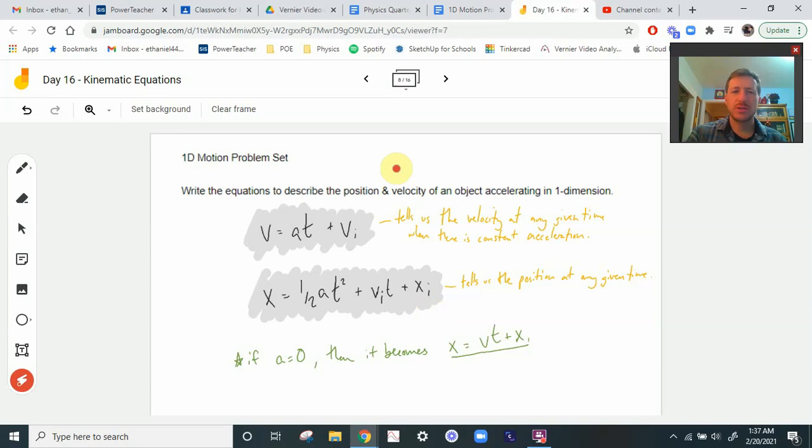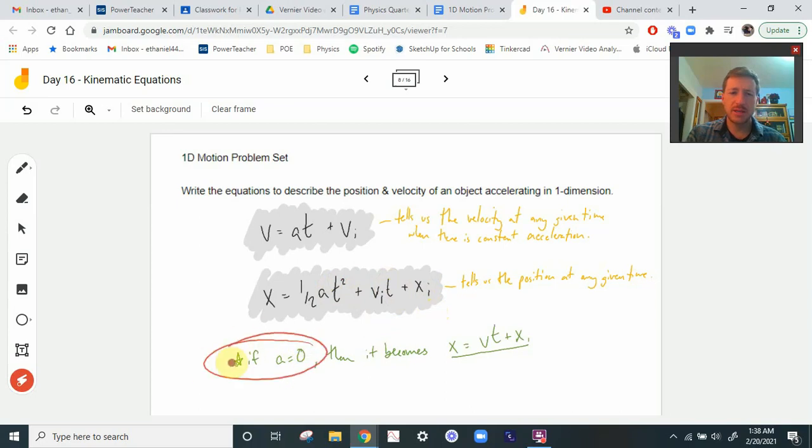So these are the two equations to describe the position and velocity of an object accelerating in one dimension. Our first one is the velocity at any given time is equal to the acceleration times the amount of time that's passed plus the initial velocity. So that's our one equation. The second equation is the position at any given time is equal to 1/2 the acceleration times the time squared plus the initial velocity times the time plus the initial position.